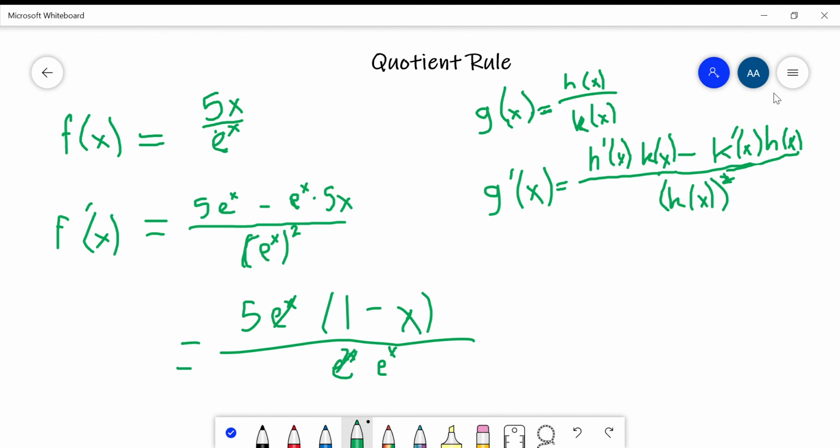I hope this helped in understanding what the quotient rule is. I gave a pretty basic example here. Usually on the calculus exam or something that your teacher might give, it'll be a bit tougher, but hopefully this was a good introduction, and this can help you in whatever you're doing.